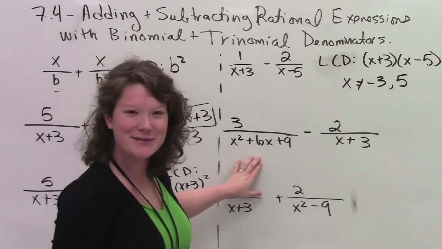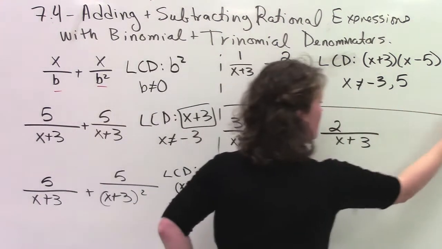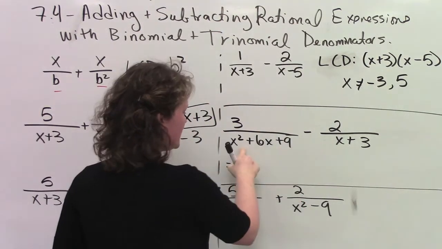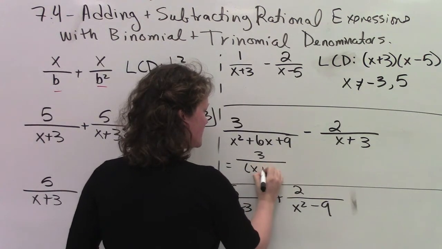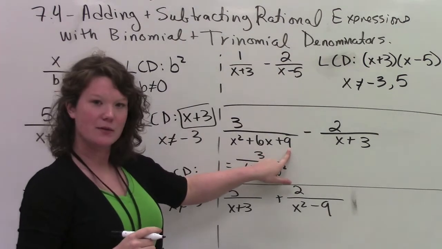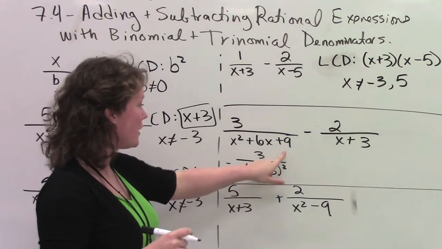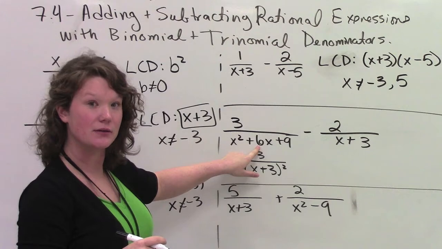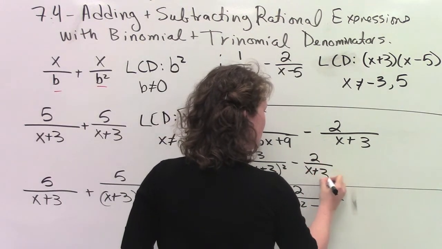Next one's a little bit trickier because we need to do some factoring first. So I'm just going to section this one off. Okay? So what we would do is say, okay, well then this is just 3 over x plus 3 squared, right? This is a perfect square trinomial. By now we should know that just by looking at it. Why? Because it's 3 squared and 3 times 2, minus 2 over x plus 3.